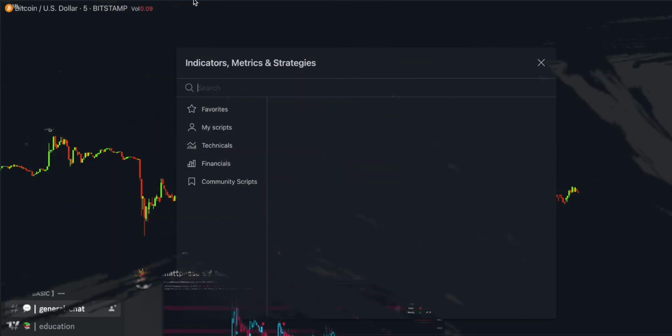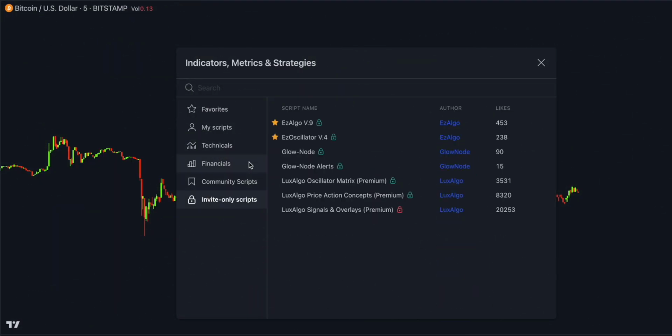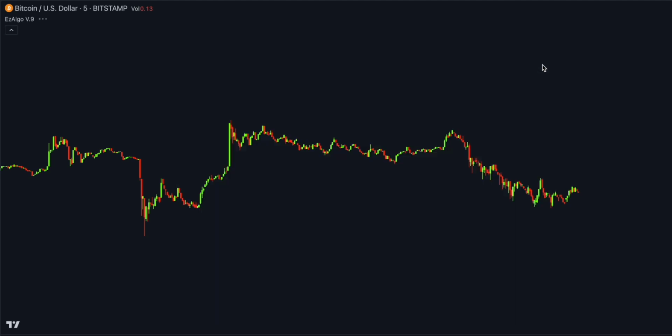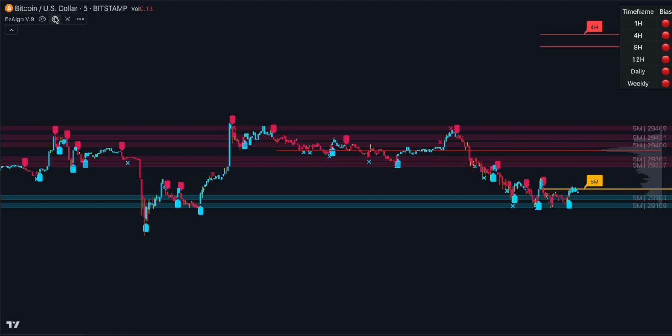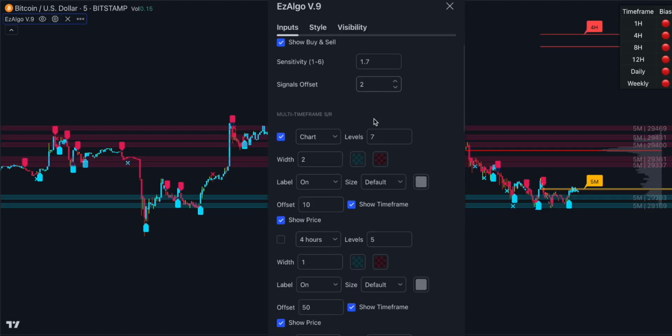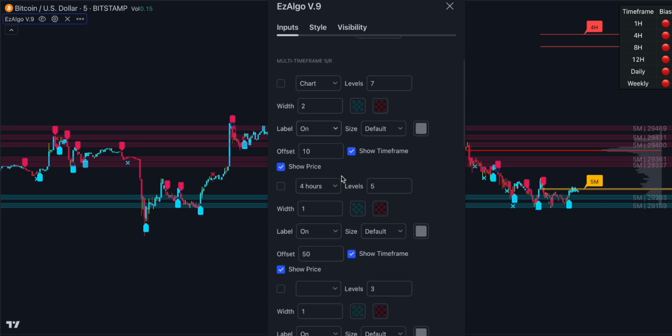Once you've activated your plan, head over to TradingView and add the indicator from the invite-only script. The following step is to access its inputs. Support and resistance levels in the current time frame should be disabled. Enable the 4-hour ones instead.